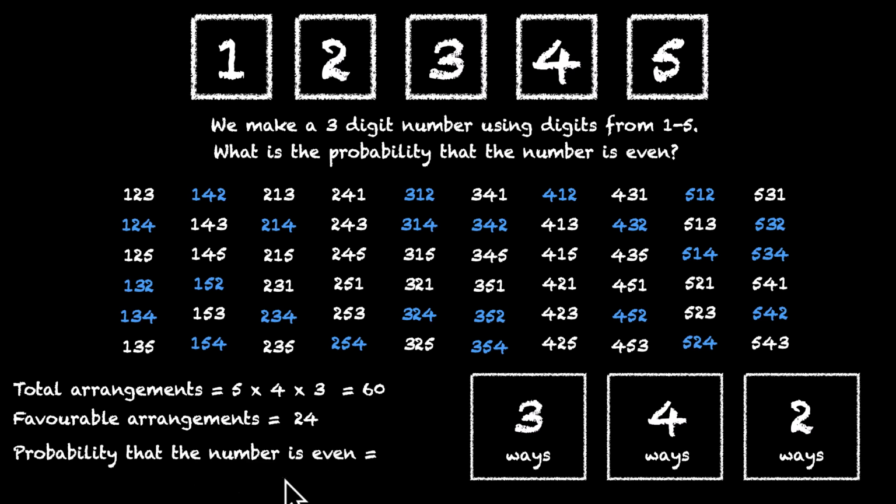So what's the probability that the number that we pick is even? That's going to be favorable by total. That's 24 by 60. That's 40%.